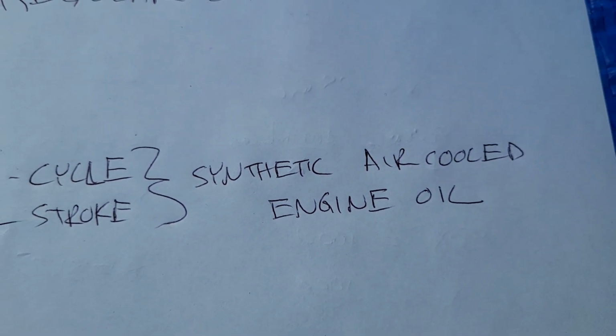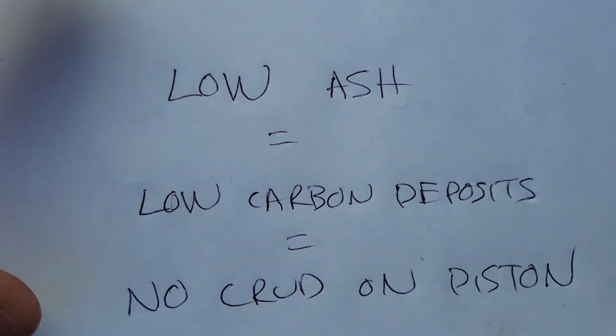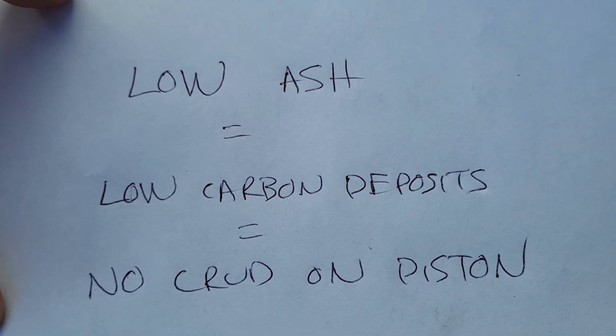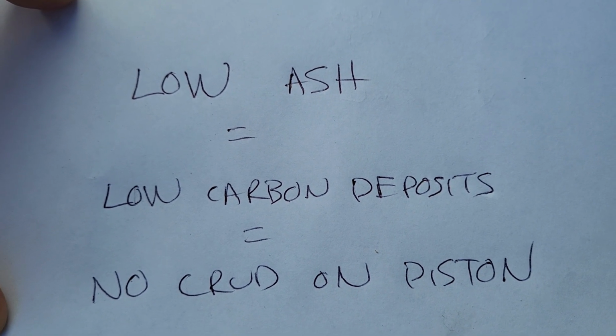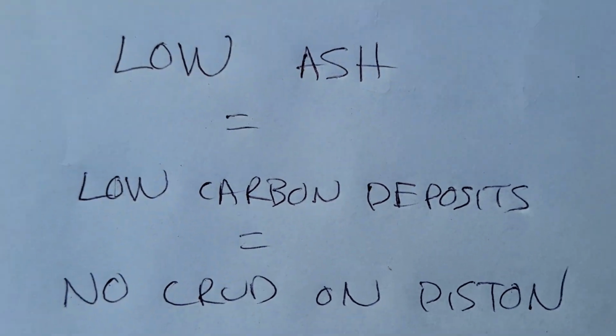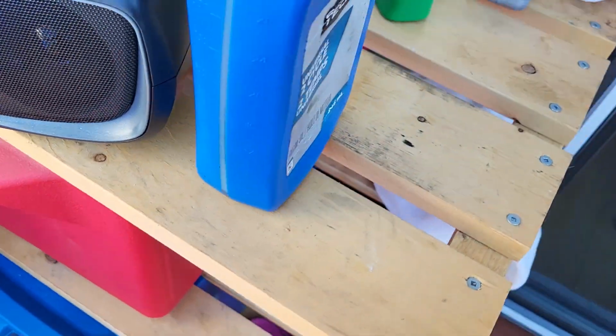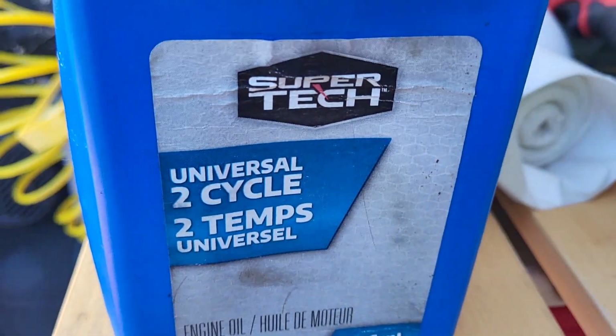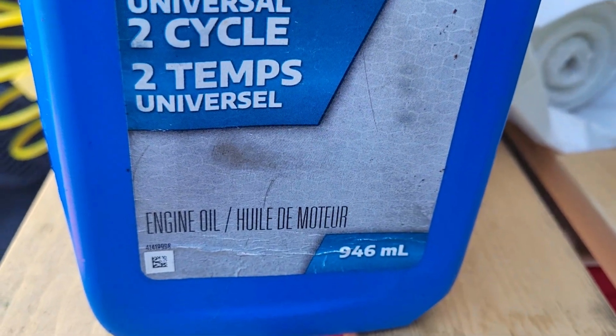The type of oil that you're going to want to use is 2-cycle or 2-stroke synthetic air-cooled engine oil. The reason why is because when you burn that in your cylinder, you get a low ash, which means there are low carbon deposits, which means there's no crud on your piston. This is the generic type of engine oil that you can get at Walmart.